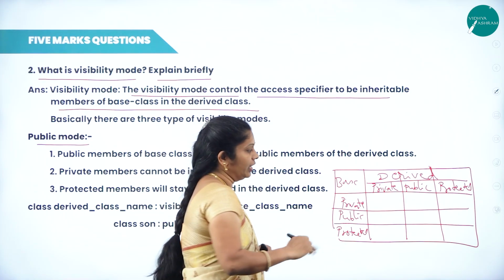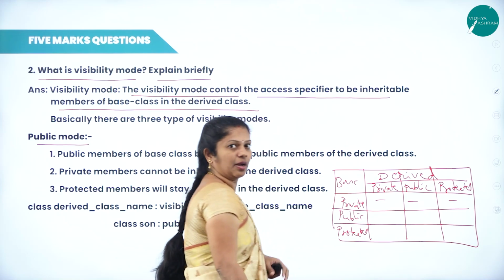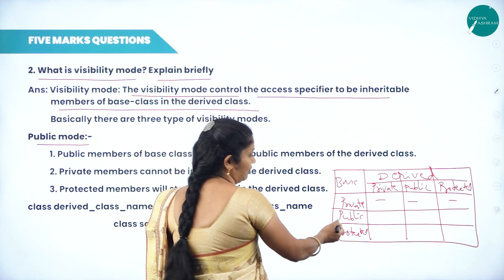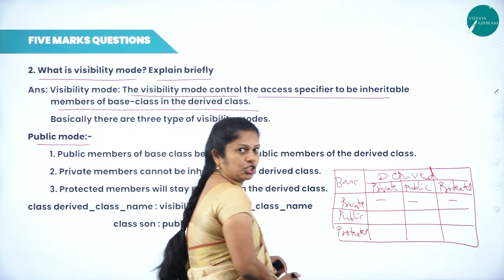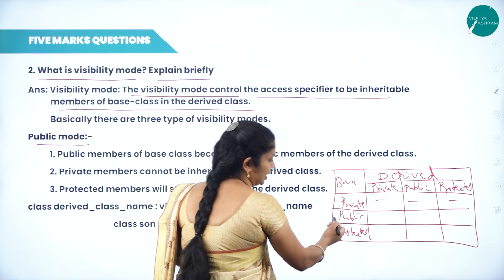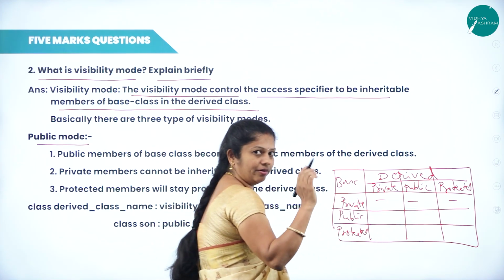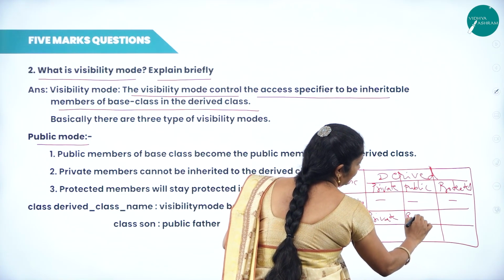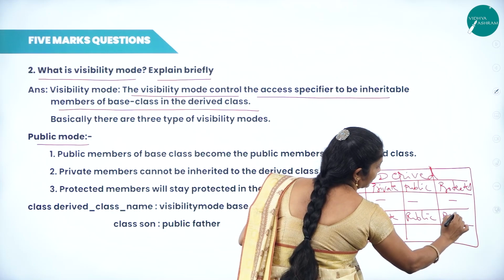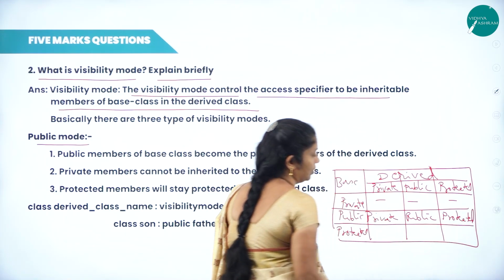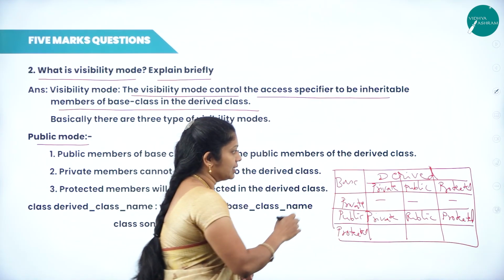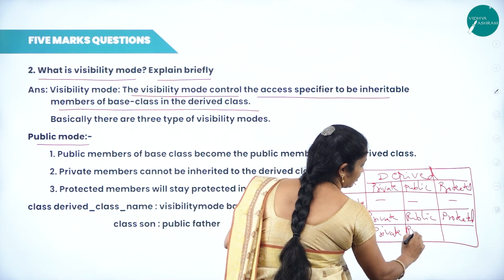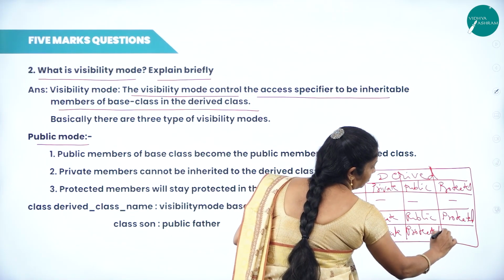If it is private, it cannot be inherited. Compulsorily, if the base class members are private, then in the derived class they cannot be inherited. If it is public, then in the derived class, whichever heading you have, write the same heading. Here private, public, and protected. In the protected case, just as in the private case, write private, and the remaining write protected only.